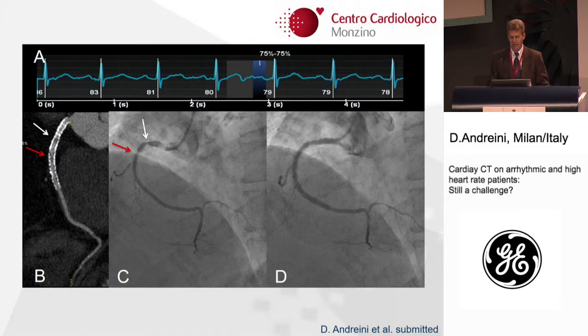And finally, the coexistence of two of the worst situations for cardiac CT, the stents and the high heart rate, 80 BPM. So also in this case, we have very good image quality with detection of these two ISR, confirmed by the invasive assessment and then treated.